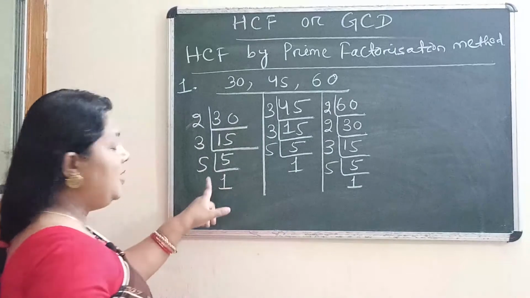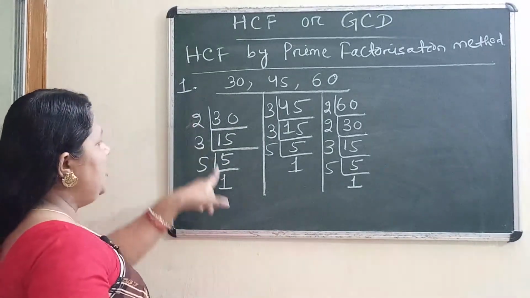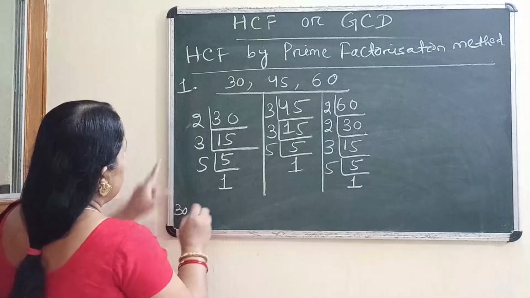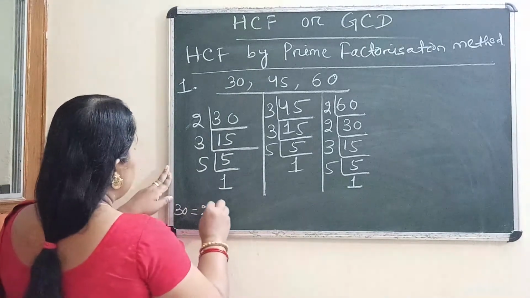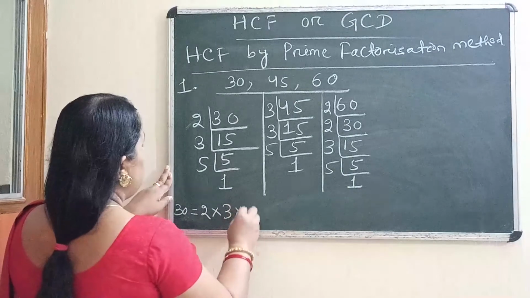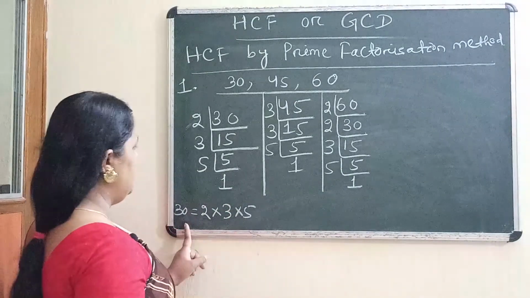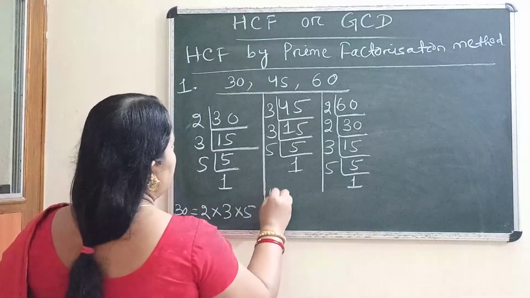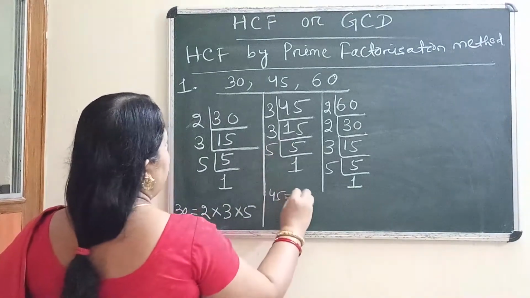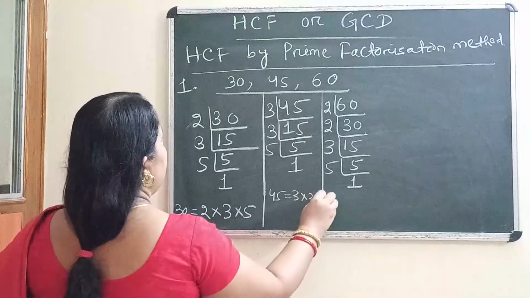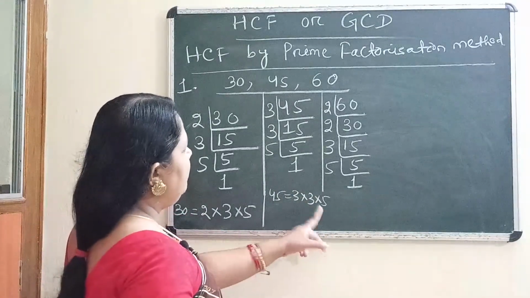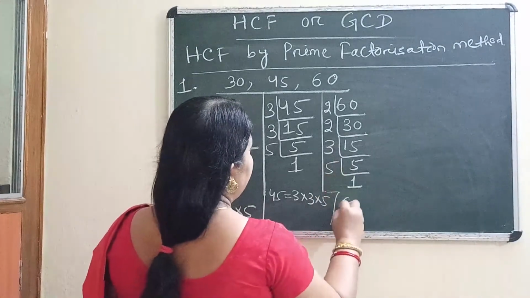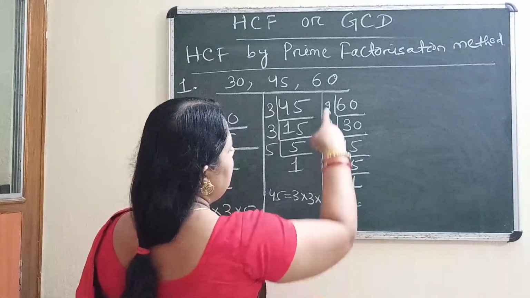Now we will check by multiplying the prime numbers whether your division is right or wrong. So for 30, what are the prime numbers? 2 into 3 into 5. 2 3s are 6, 6 5s are 30. This is correct. Next 45, what are the prime numbers? 3 into 3 into 5. 3 3s are 9, 9 5s are 45. This is also right.